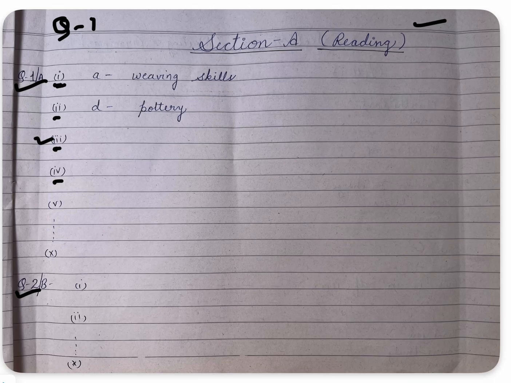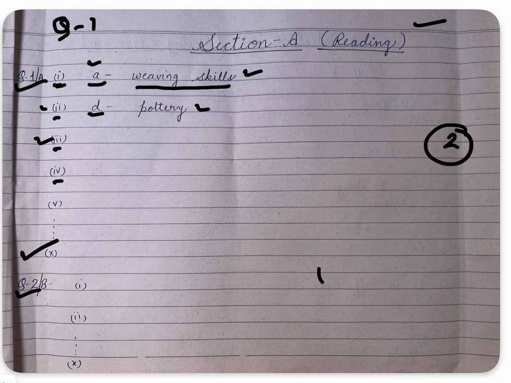Now see the first question. Suppose the answer to the first question is A, so write down the option letter and the answer also. Suppose the answer is weaving skills, option A. So write down option A, weaving skills. Then leave one line space. Question number 2, option D, pottery. If you are to write the full answer, write the complete answer. Question number 3, if it is of 2 marks, try to elaborate the answer. In this way, you are to attempt all the 10 questions for question number 1.